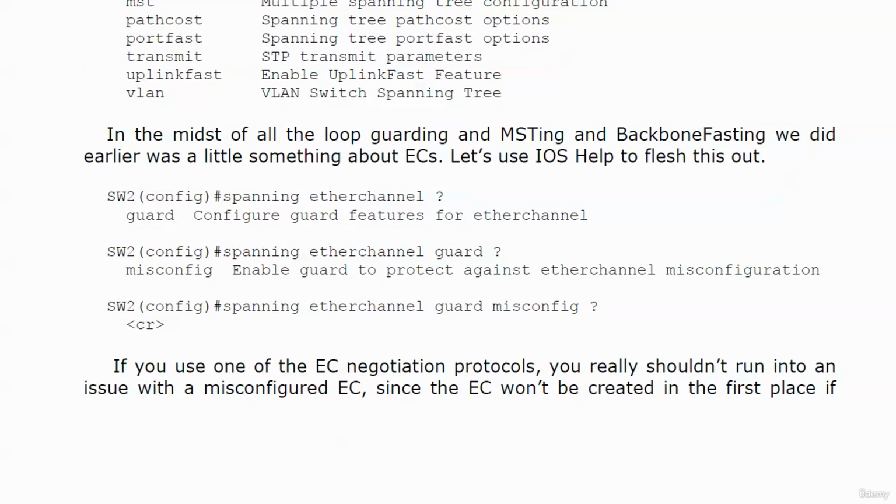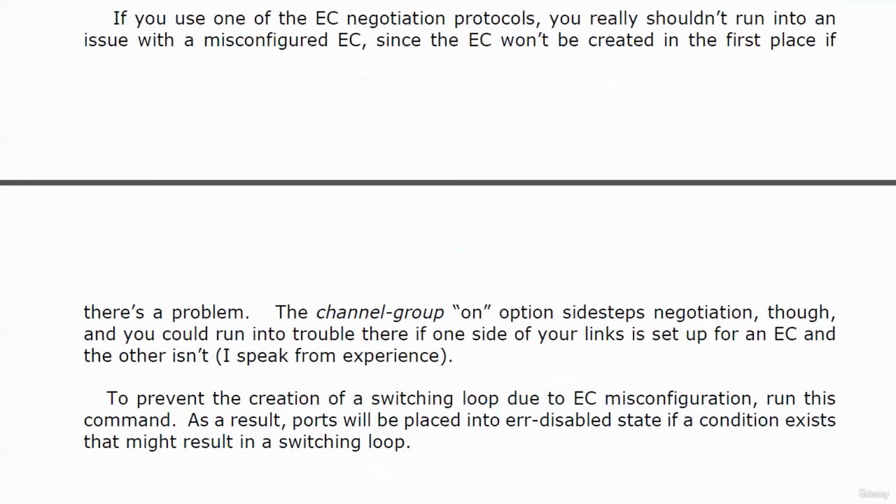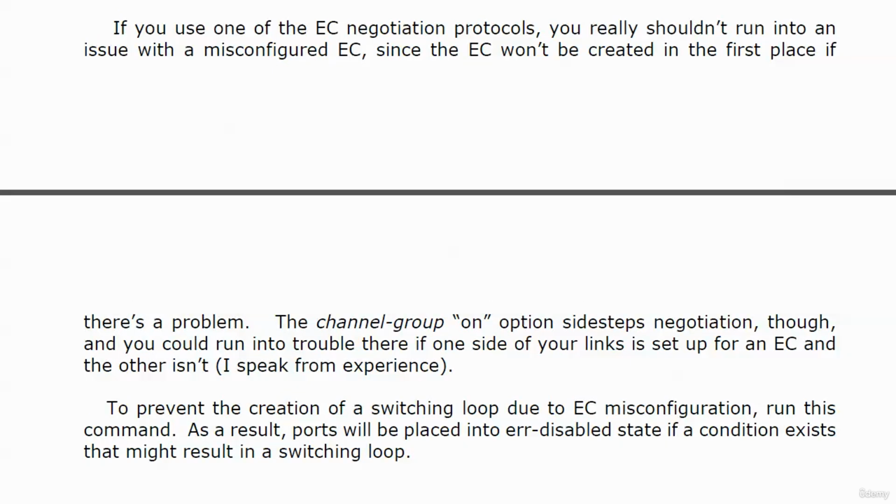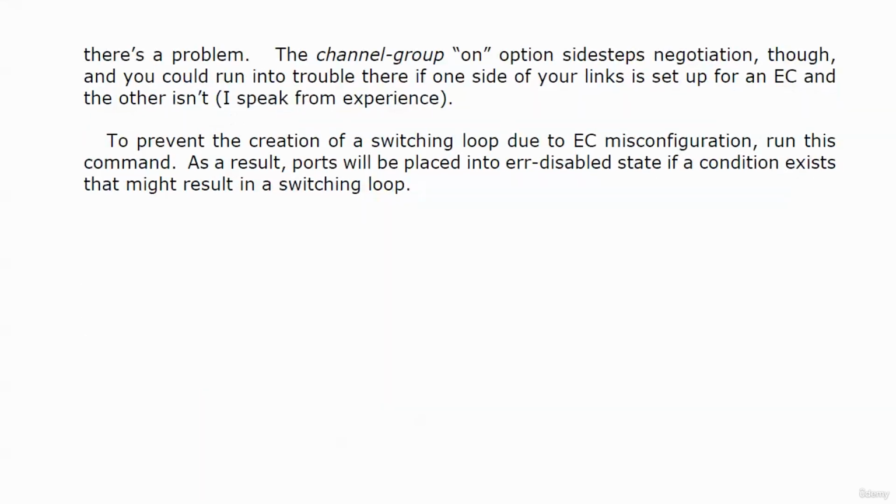And what I wanted to tell you about it was, if you use one of the EtherChannel negotiation protocols, you really should not run into an issue with a misconfigured EtherChannel, because of course it wouldn't be created in the first place if there was a problem. But the channel-group on option that I used in the first EtherChannel we created sidesteps negotiation entirely. And again, a lot of production networks don't like that option. They want to use one of the negotiation protocols. But you could run into trouble with the on option, say if one side of your links is set up for an EC and the other side isn't. I speak from experience there.